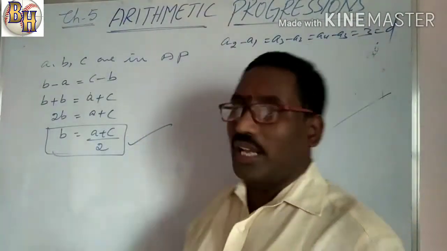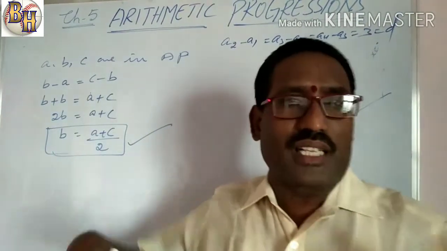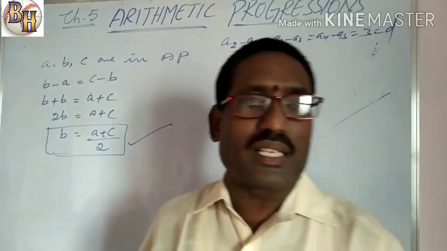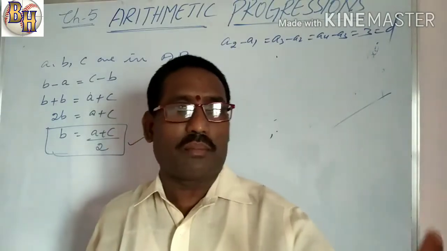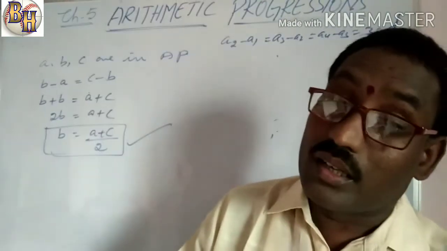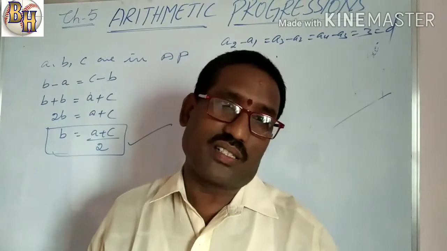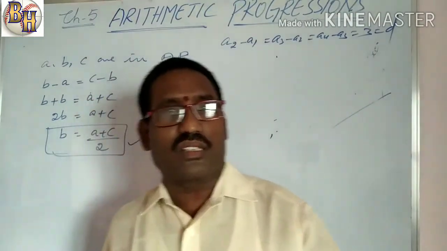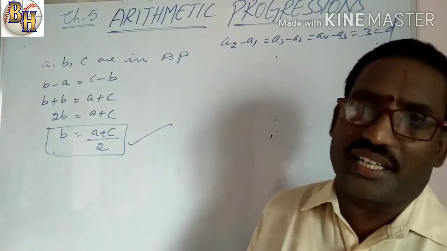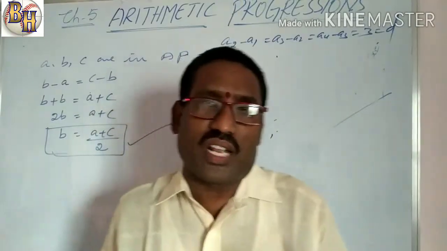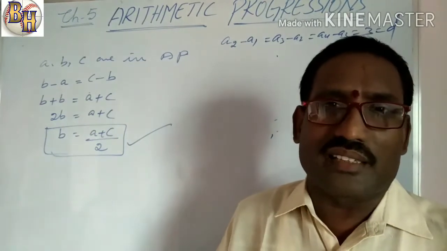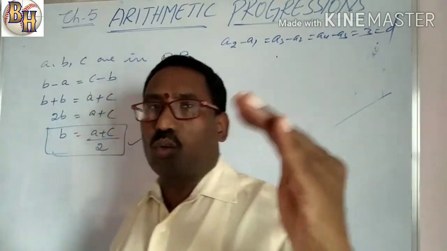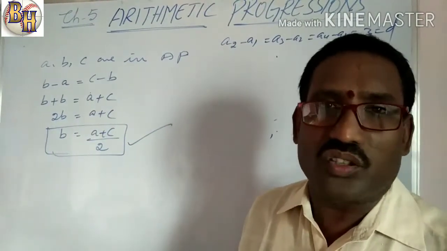Next, how to find the nth term? What is the nth term formula? An is equal to A plus (n minus 1) into D. Here A is the first number, n is the term number, D is the common difference. Don't confuse. If you want to find the 20th term, it means A plus 19D. 10th term means A plus 9D, just the preceding number. 10th term means 10 minus 1, 9, so 9D, like that. A plus 9D. Don't get confused, my dear children.